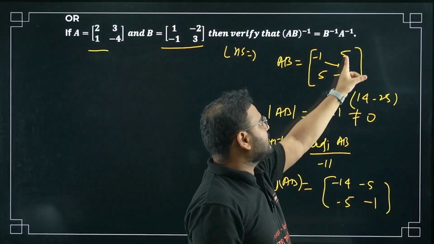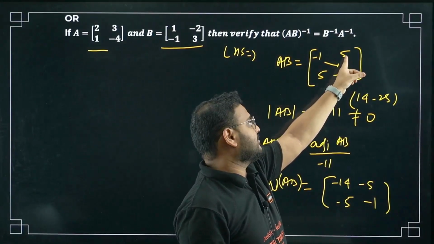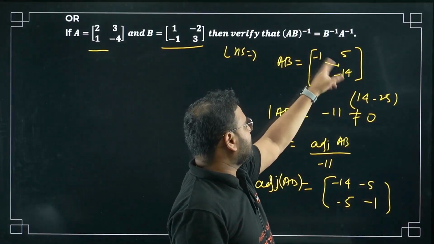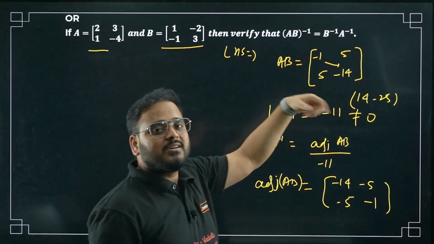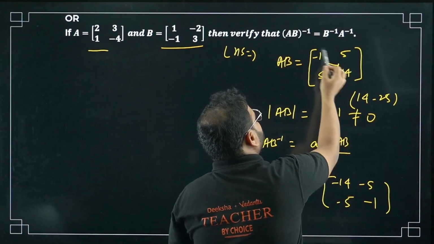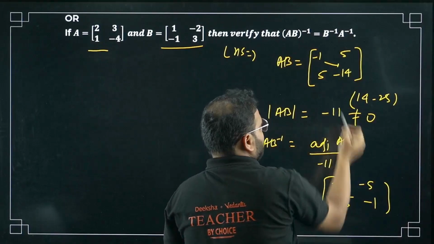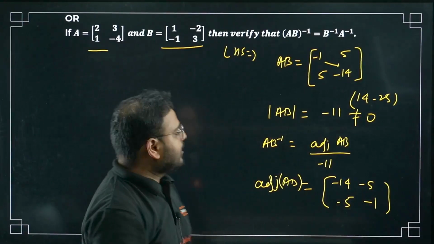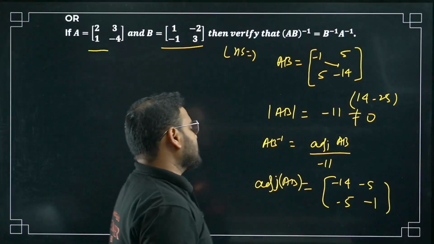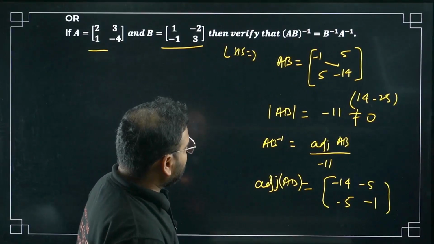For this minor, what is that? 5, no? Sign will be negative, that's why minus 5. Across this is interchange, minus 14 here, minus 1 here. Okay, transpose. For this part, what is the minor? Minus 1. For this part, what is the minor? Minus 14. Okay, so your answer is coming as minus 14, minus 5, and minus 1. This is your adjoint of AB.